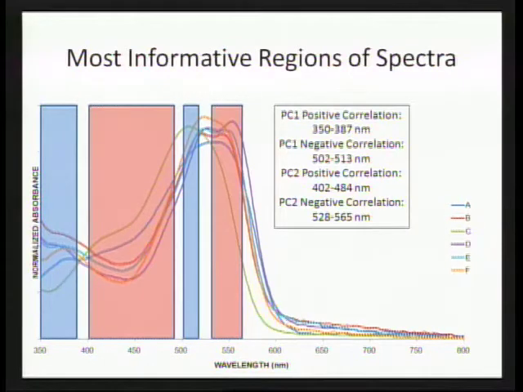You can see that for PC1, which is in blue, the positive correlation is right here at the beginning where they start to absorb, and the negative correlation is right here at the apex of reactive red 123. For the second principal component, you can see that the positive correlation is on the rise and fall of the dip right there, and the negative correlation is almost on the opposite side of the max wavelengths.